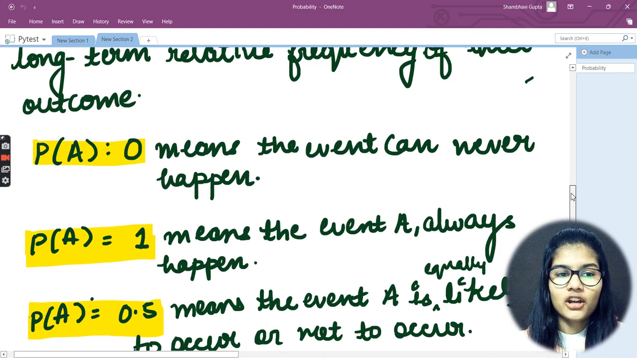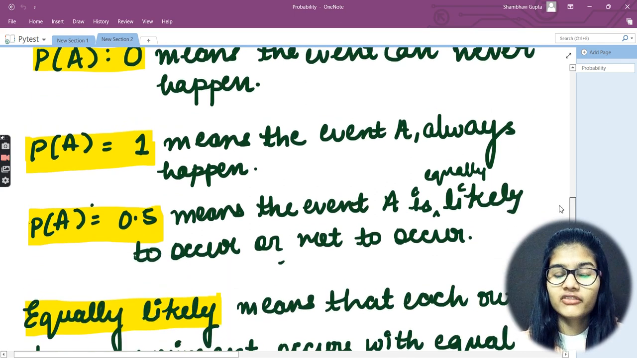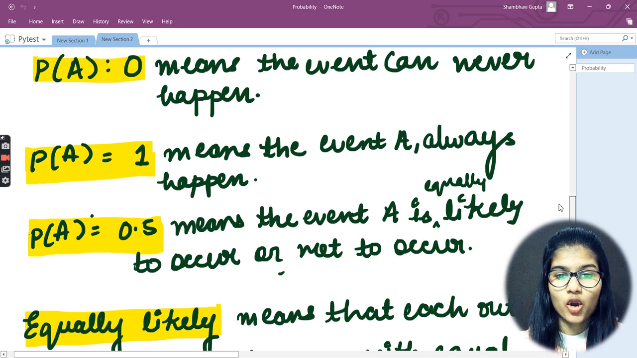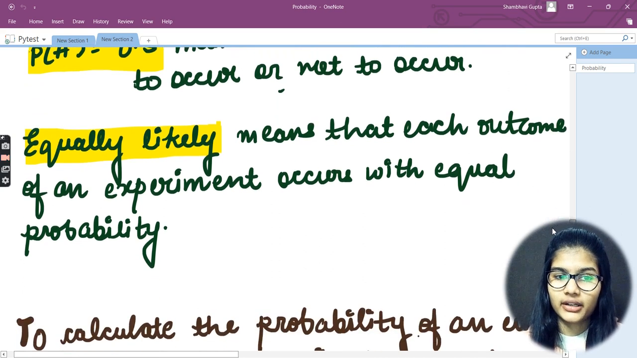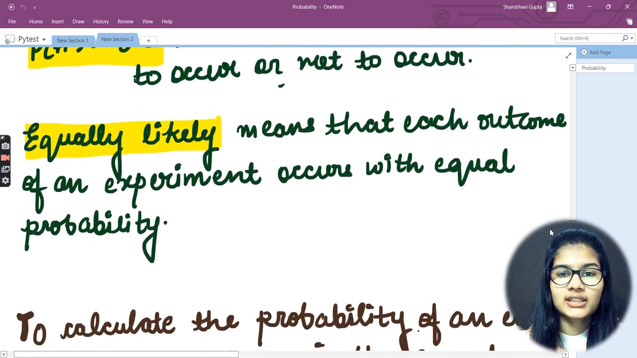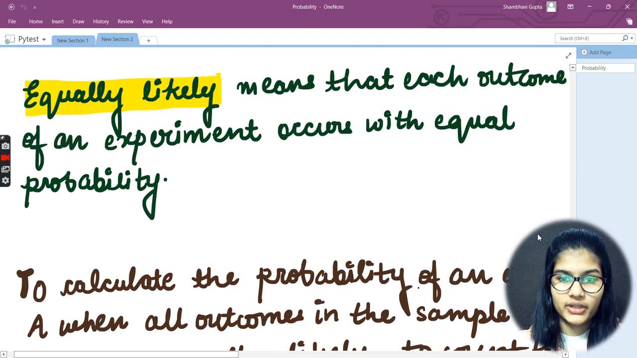Now, if the probability of A is equal to 0, it means that the event can never happen. Okay. If the probability of A is equal to 1, it means that the event A always happens. And if the probability of A is equal to 0.5, it means that the event A is equally likely to occur or not to occur. Fine. So equally likely means that each outcome of an experiment occurs with equal probability.